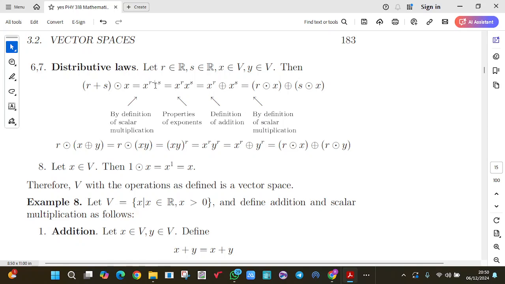Now when you take this, by the property of exponents, if you have x to the power r plus s, it's just the same like this, right? This and this are the same, right? From the exponents law, right?